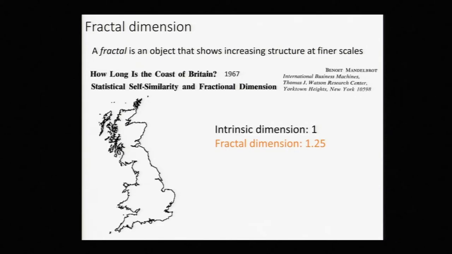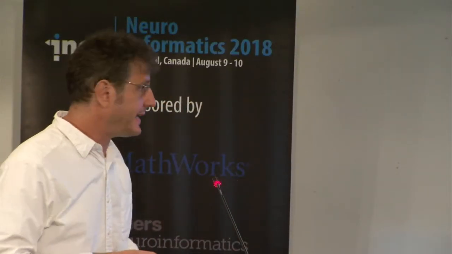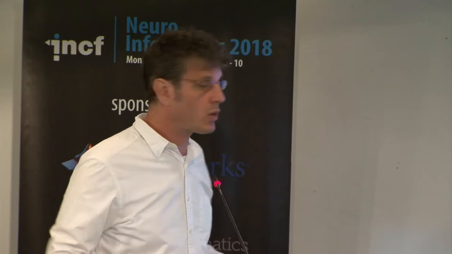And a good example of this is coastlines. So in this very famous paper, now from the 60s, they measured the length of the coastline of Britain, and the west coast of Scotland in particular has this property that the smaller the ruler you use to measure it, the longer it appears to be. So as you go to finer and finer details, you see more and more detail at smaller and smaller scales.